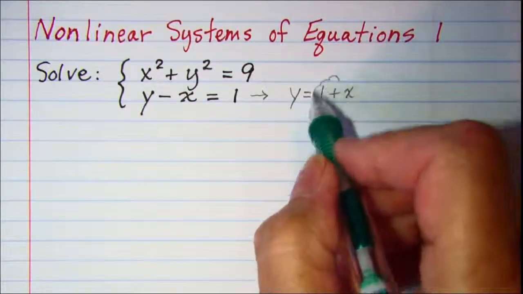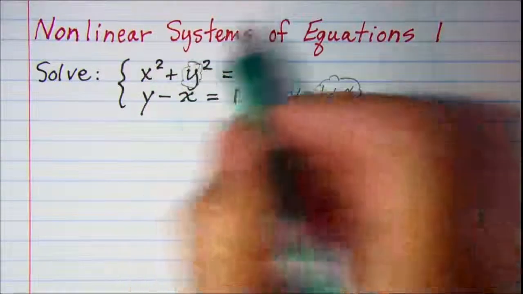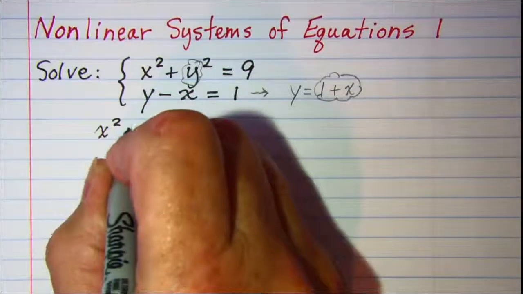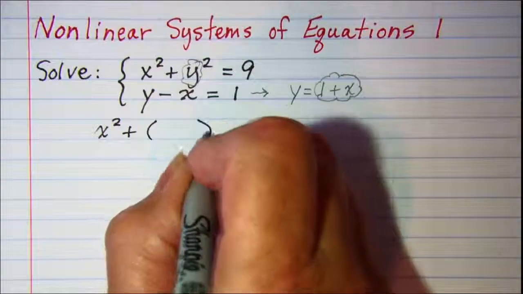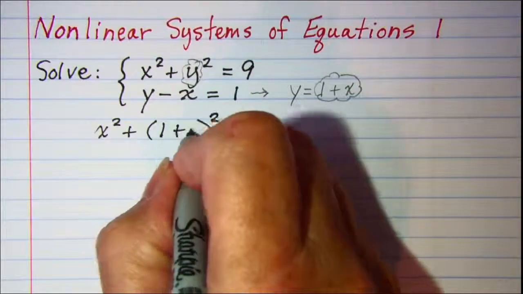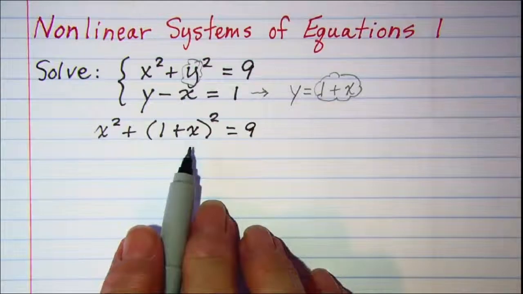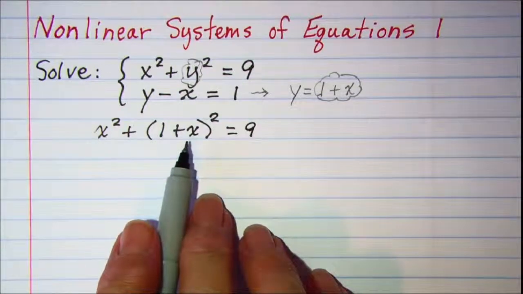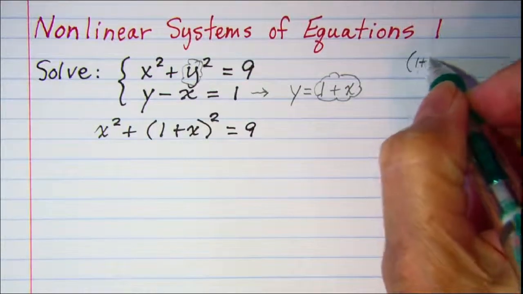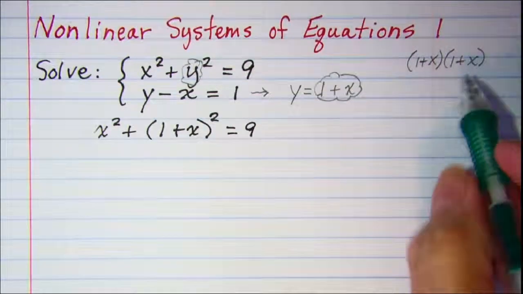Now I can substitute this in for y, and I have x squared plus, and then in place of y, I'll have 1 plus x, and then that equals 9. When you square a binomial, you need to multiply it by itself. So 1 plus x times 1 plus x is what we need to do.